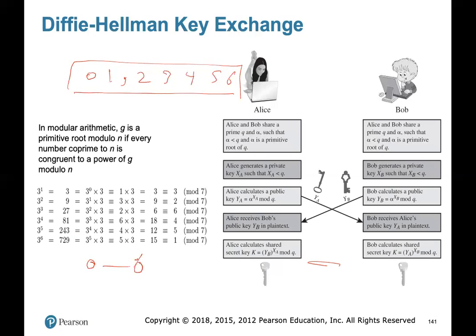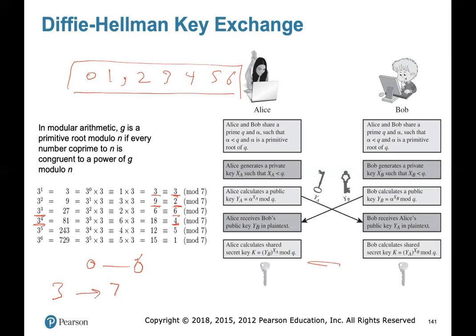And anything in modulo 7 can be written as a power of 3. So for example, 3 itself is 3 to the power of 1. 2 can be written as 3 to the power of 2. 6 is 3 to the power of 3. 4 is 3 to the power of 4, and so on. So that's why we say that 3 is a primitive root in modulo 7.